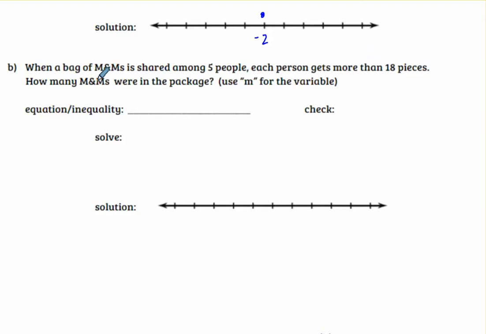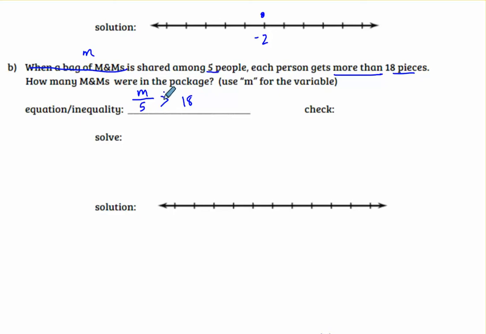Okay, M is going to represent the M&Ms in the package. So when a bag of M&Ms is shared, I'm going to replace that with M. Now, when we share things, we're dividing it up. We're taking that bag of M candies, we're dividing it by 5 people. So there's my bottom number. And then it says each person gets more than, that is greater than, 18 pieces. 18 goes over here. This is the inequality you should have written.